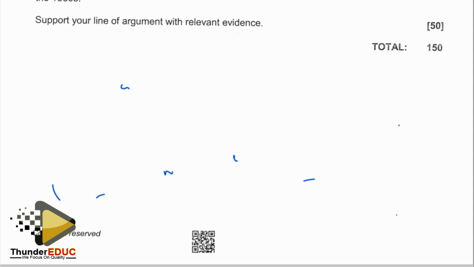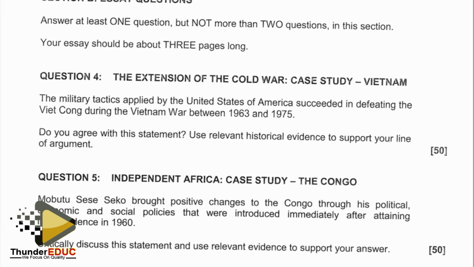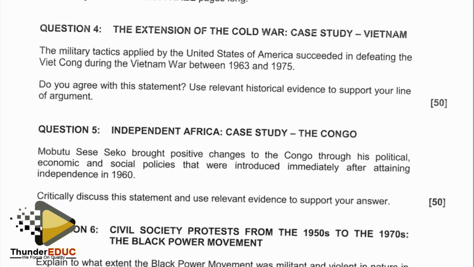Right, we move on to the last essay question, which is question number 5, the essay question on the Congo, the case study for Congo, independent Africa. It says: Mobutu Sese Seko brought positive changes to the Congo through his political, economic, and social policies that were introduced immediately after attaining independence in 1960. Critically discuss. Right, this question here is a critical discussion.